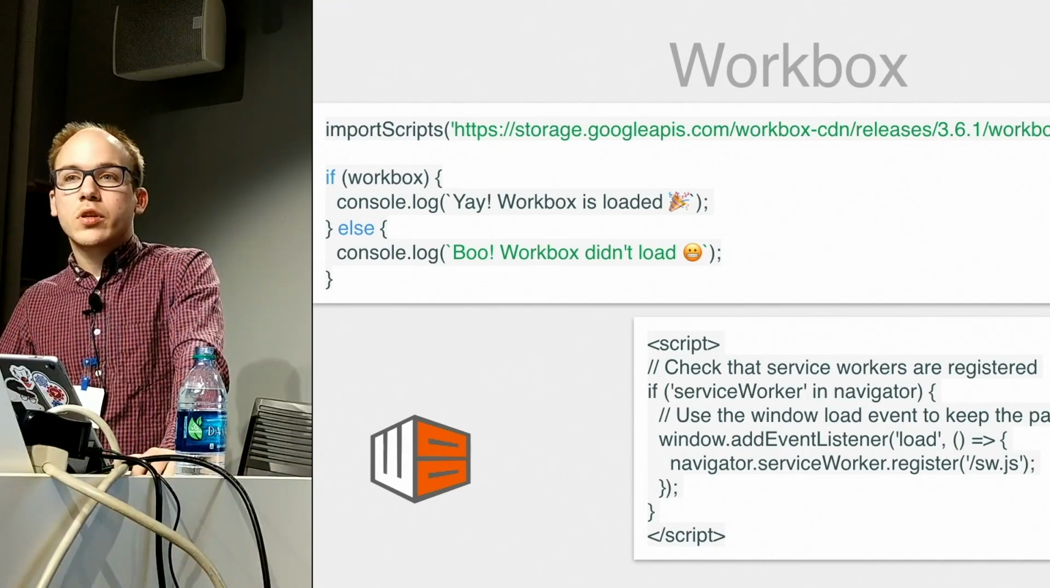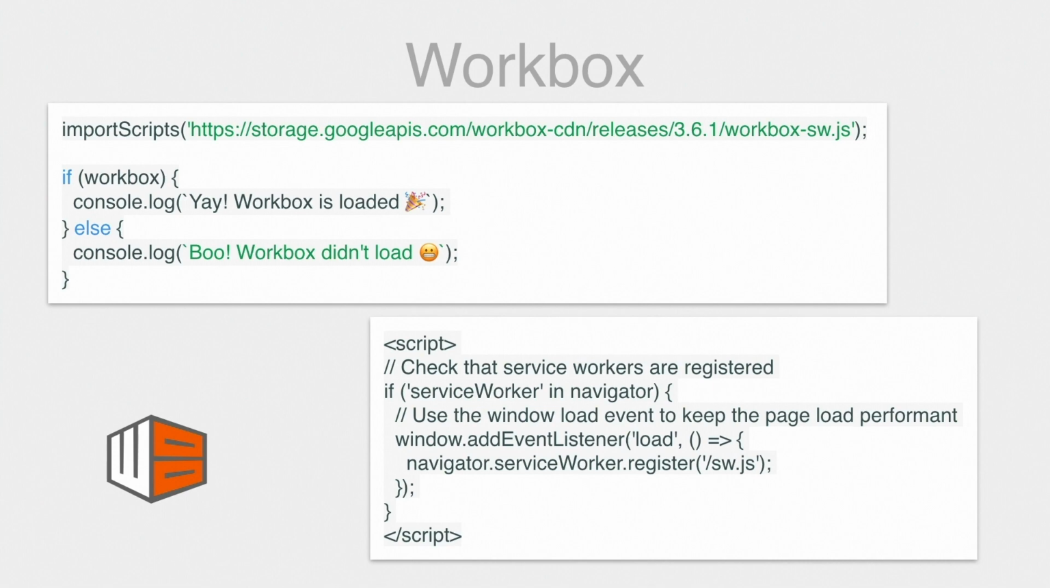You are importing the Workbox into it, checking if we have it. If yes, we are saying that great, our PWA is working, service worker is working. And this script we are implementing, the second snippet, is a script from the index.html file where we are looking if Navigator contains the service worker object, and if it is, we are registering it.